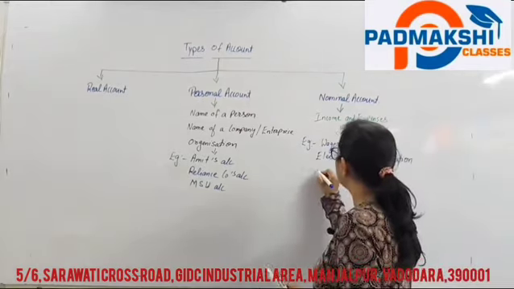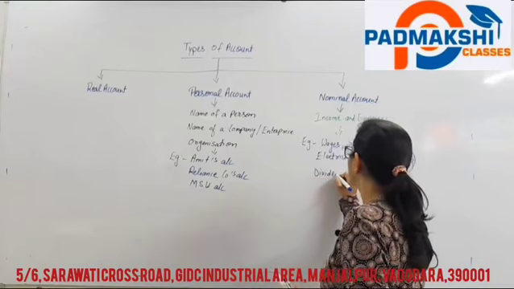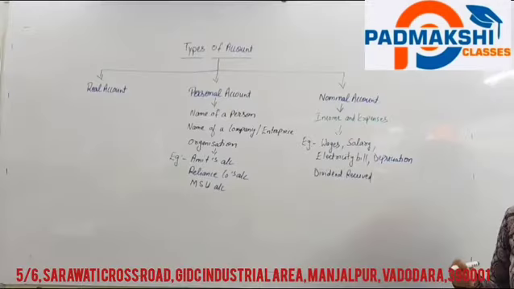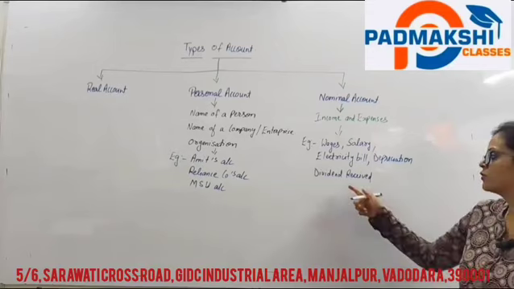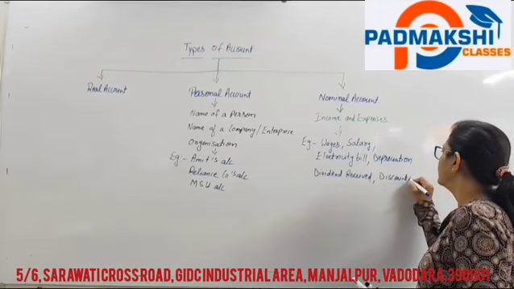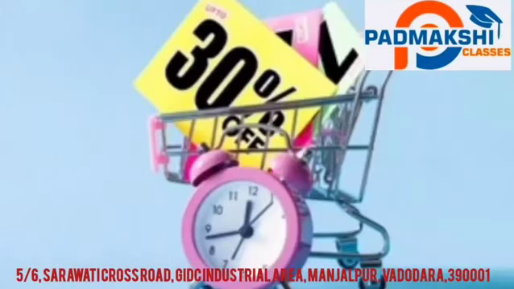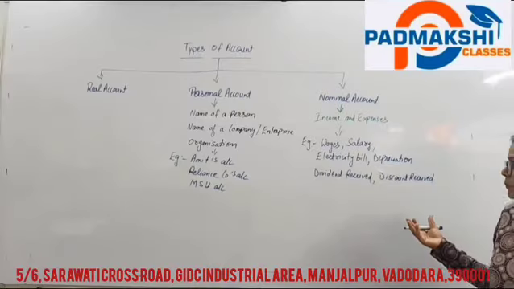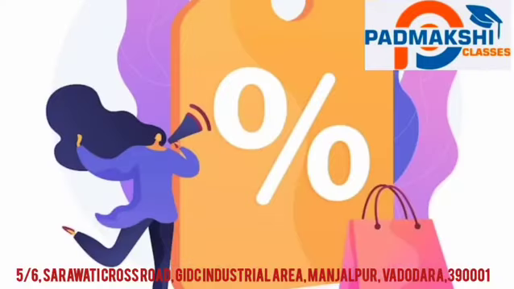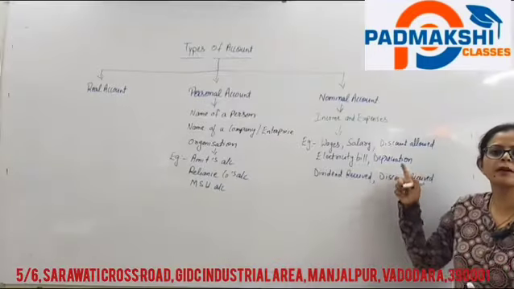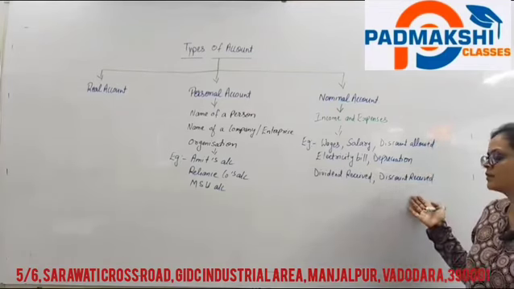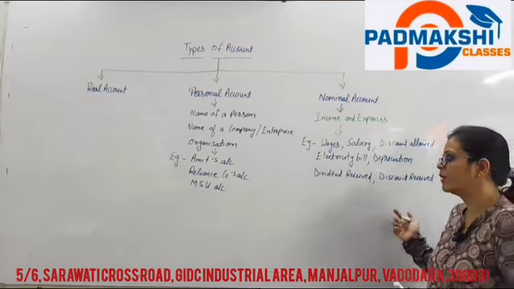Then if we talk about the income, dividend received, any money we are receiving, so that comes as your income. Discount received, it's an income. If I am writing discount allowed, so it becomes my expense because we are allowing the discount to the customers. At the same time, discount received is my income.